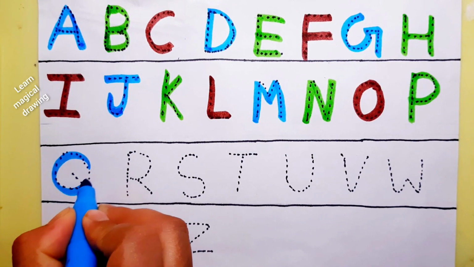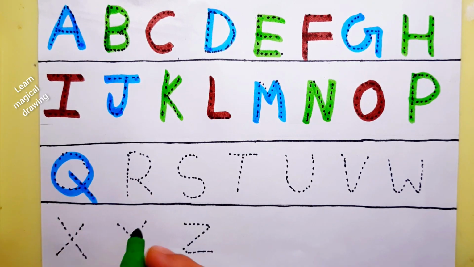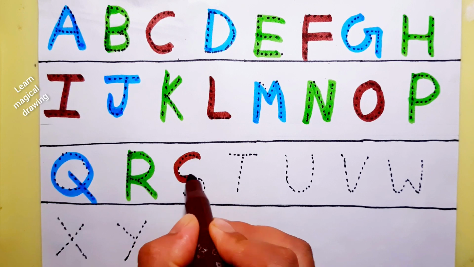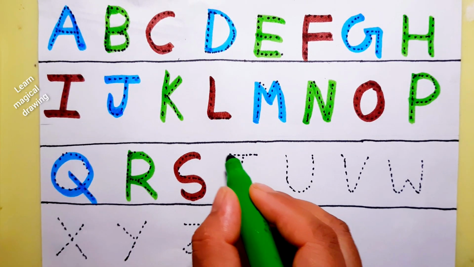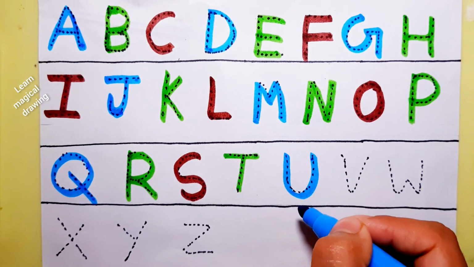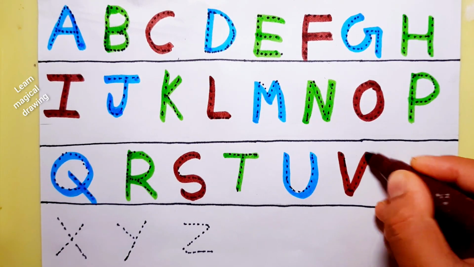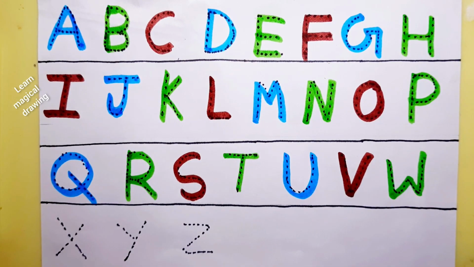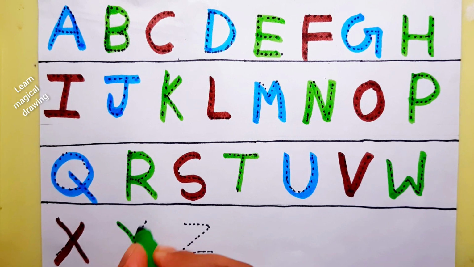Q for queen. R for rabbit. S for sheep. T for tiger. U for uniform. V for van. W for water. X for x-ray. Y for yak.